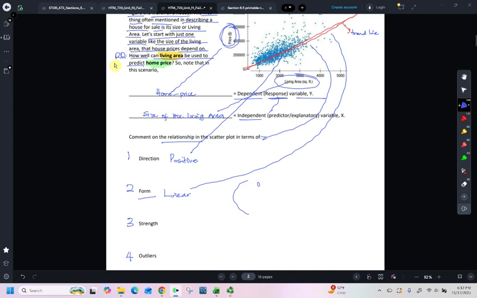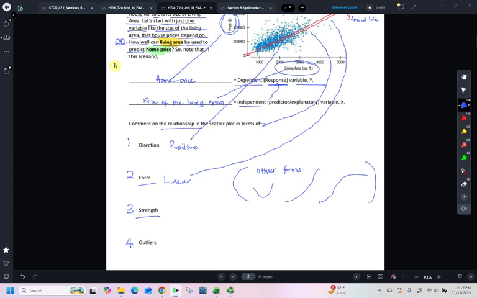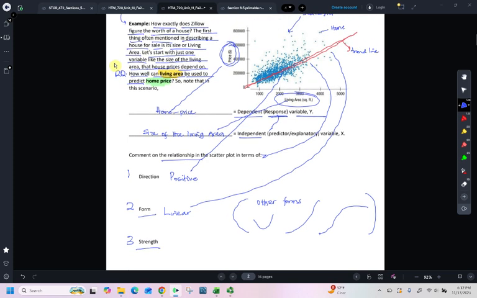There are other forms too that might arise sometimes. You can have quadratic, you can have exponential, we can have logistic, and so on. But for this introductory part of the class, we're looking at linear models. Then next, what about the strength? That is usually measured by how tightly clustered the points are. From what I can see here, most of the points are tightly clustered together, but there are some stragglers here.